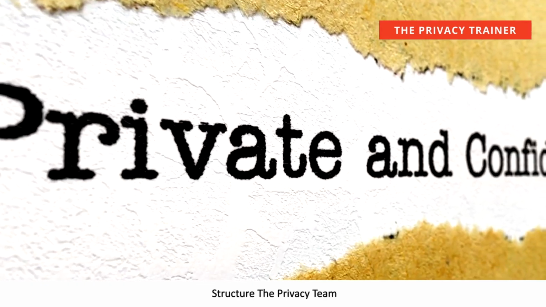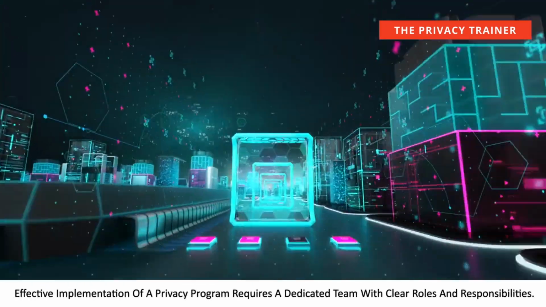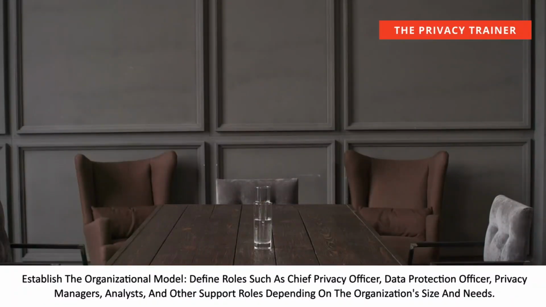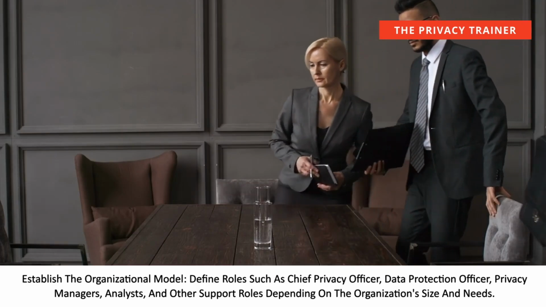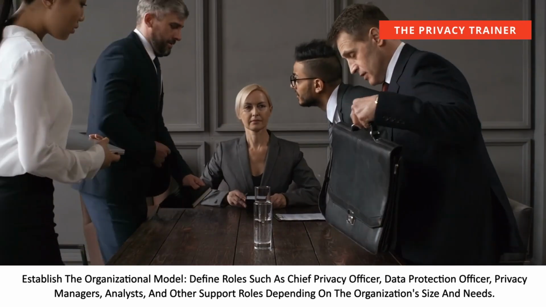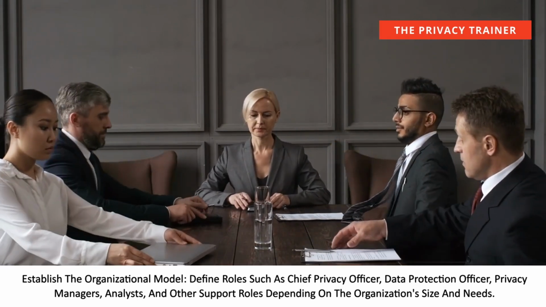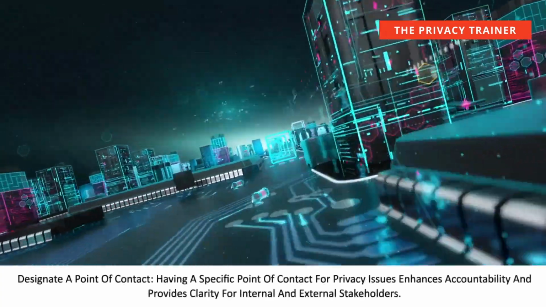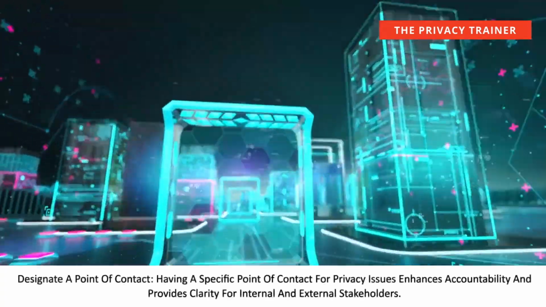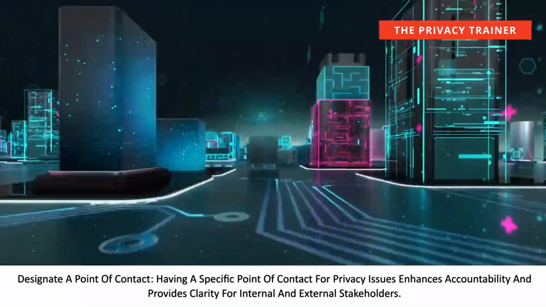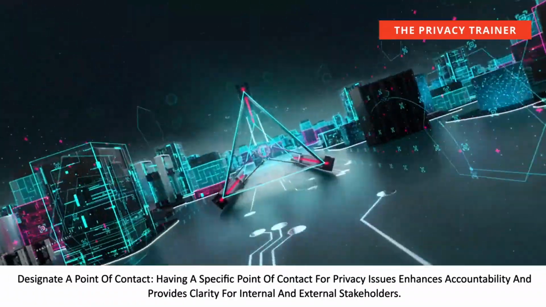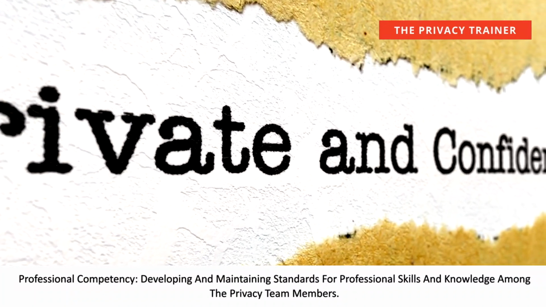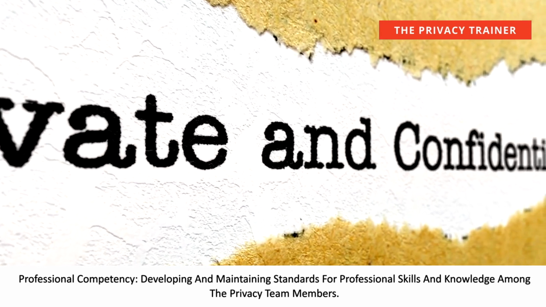Structure the privacy team. Effective implementation of a privacy program requires a dedicated team with clear roles and responsibilities. Establish the organizational model. Define roles such as Chief Privacy Officer, Data Protection Officer, Privacy Managers, Analysts, and other support roles depending on the organization's size and needs. Designate a point of contact. Having a specific point of contact for privacy issues enhances accountability and provides clarity for internal and external stakeholders. Professional competency. Developing and maintaining standards for professional skills and knowledge among the privacy team members.